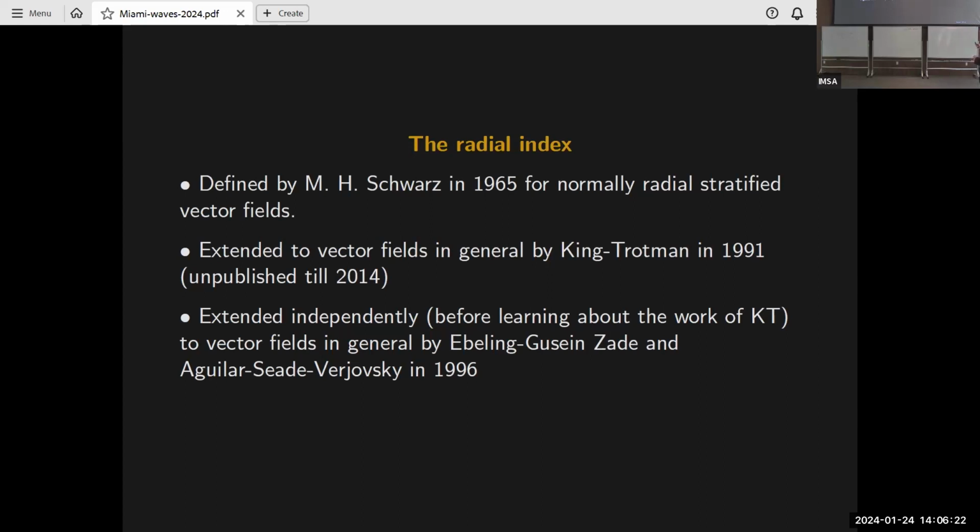Now there's another concept which is the variation index. You have the variation index, you can also define by variation class in the 65, just for one particular class of vector fields which is called normal variation. Then this was extended by King and Trondheim in 91, but the paper was not published until 20 years later. So in the meantime, not knowing about that paper, Alberto, Marcelo, and I worked on it and defined the same index.